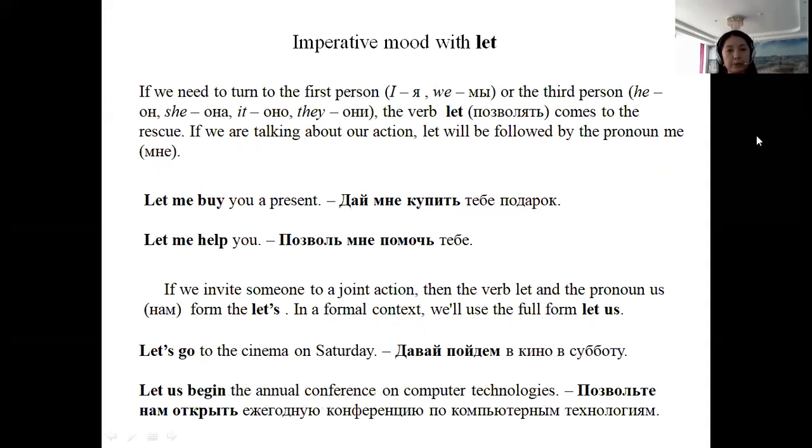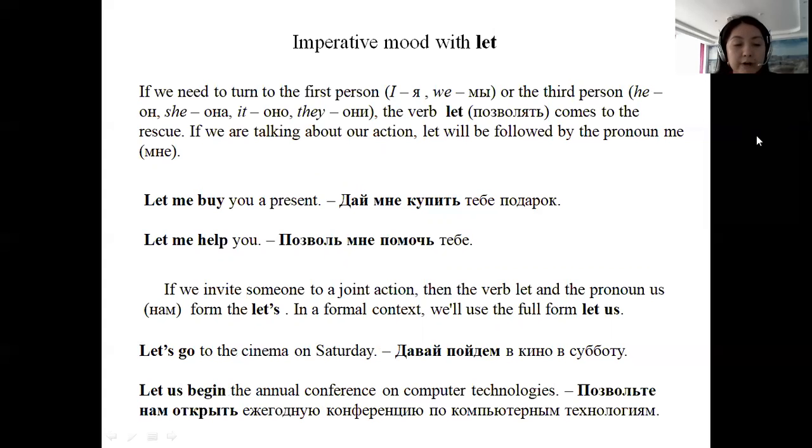And now we are talking about the imperative mood with the word let. Okay, if we need to turn to the first person, it's I, we, yes, or the third person, he, she, it, they, the verb let, we translate позволять, comes to the rescue. If we are talking about our action, let will be followed by the pronoun me. For example, let me buy you a present. Дай мне купить тебе подарок. Let me help you. Позволь мне помочь тебе.